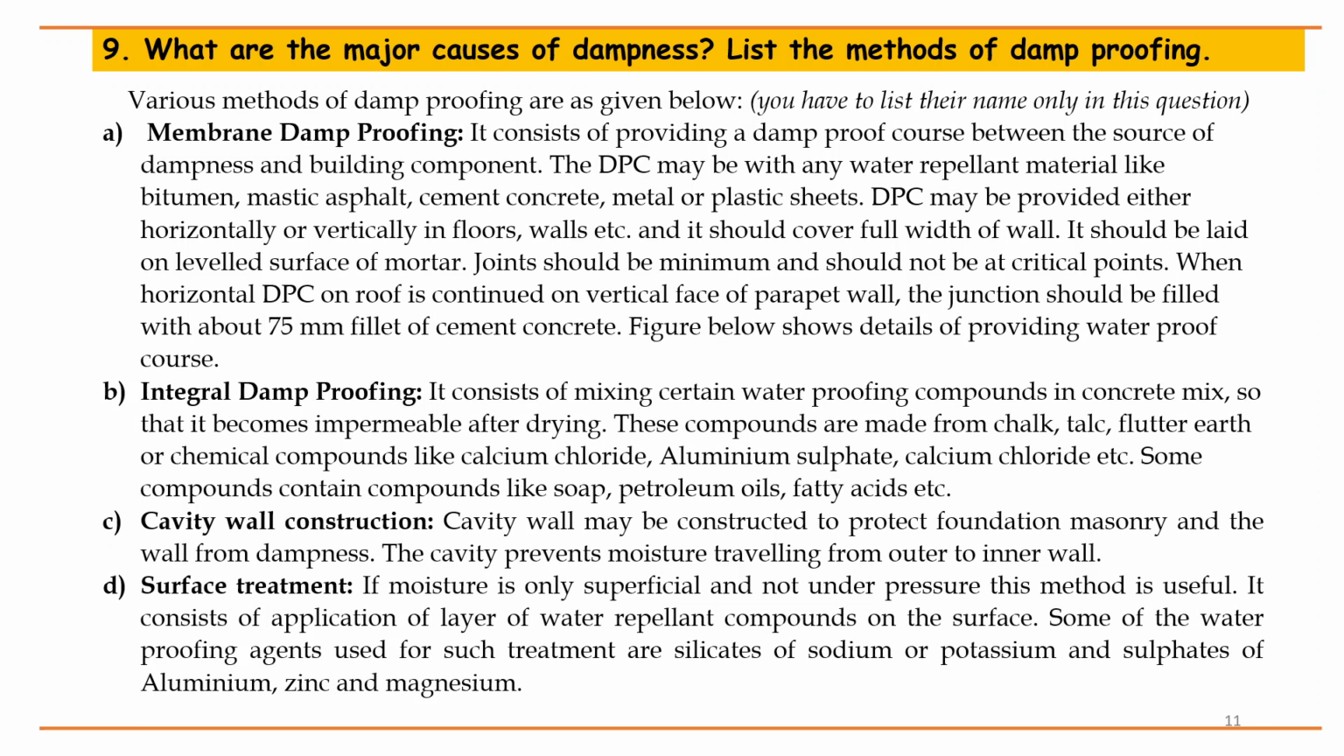Various methods of damp proofing are as given below. You have to list their names only in this question. Membrane damp proofing. It consists of providing a damp proof course between the source of dampness and the building component.